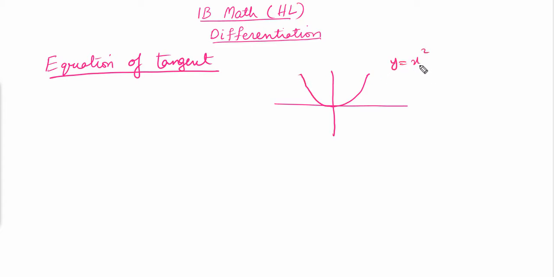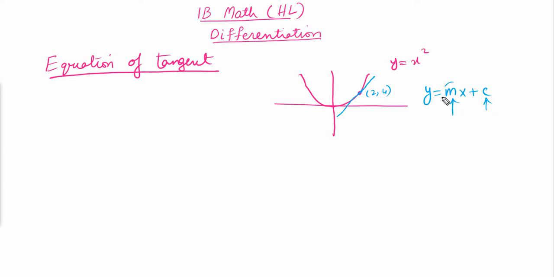We want to find out the equation of the tangent at this particular point. So we want to find out the gradient of this tangent. Basically, we want to find out the equation of this tangent. The equation of this tangent will be y equals mx plus c, and let's suppose this point is (2, 4). So in order to find the equation of this tangent, we have to work out the gradient and then our y-intercept.